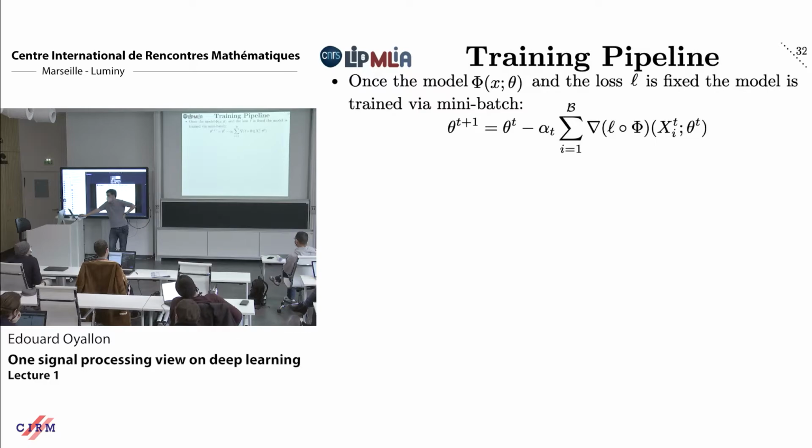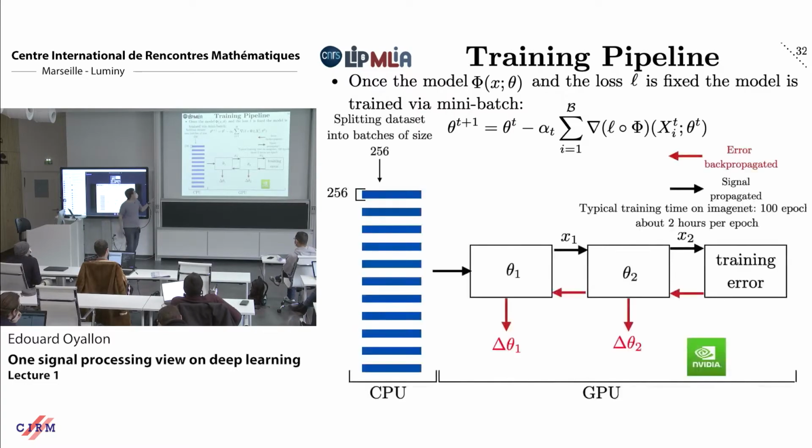And so the way people train their models is with SGD. Basically, you select a batch of size B of data, you compute your gradient given your loss, and you update your parameters. I promise this is the only slide where I will discuss that. The way it's implemented is you split your data set in batches. That's done on the CPU. You feed that to your model, which will be on the GPU. You get the training error, you backpropagate it, you update your parameters, and you iterate this process.